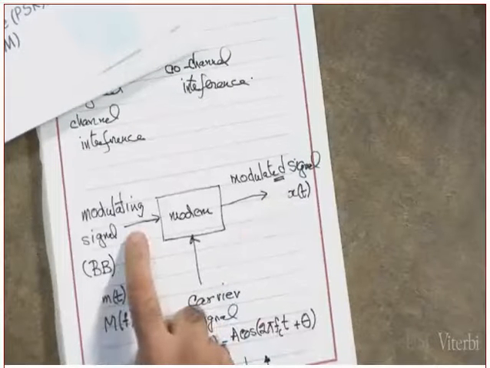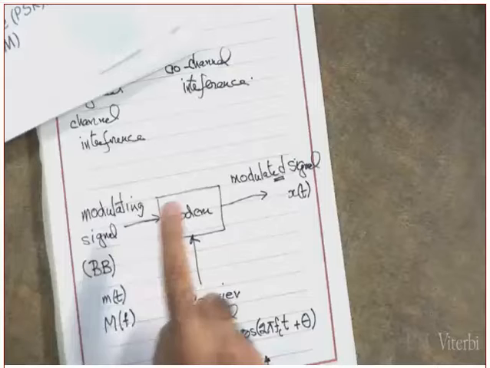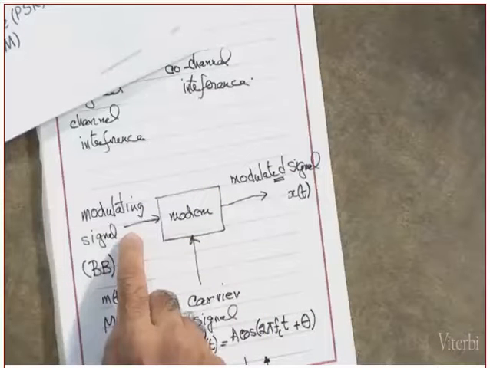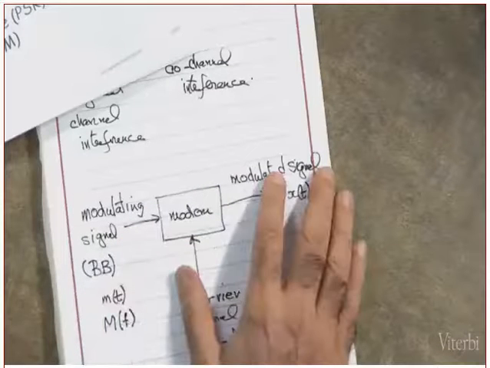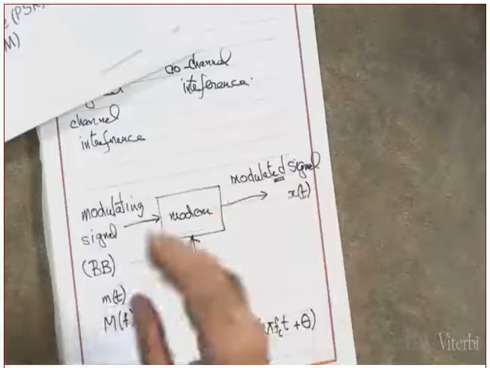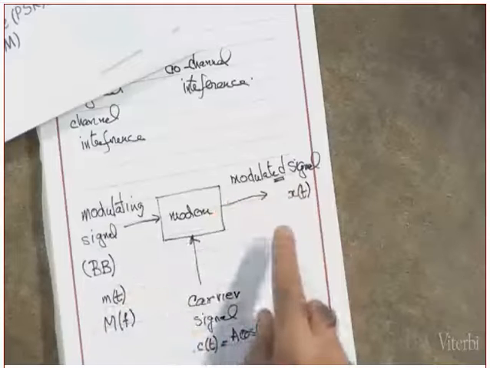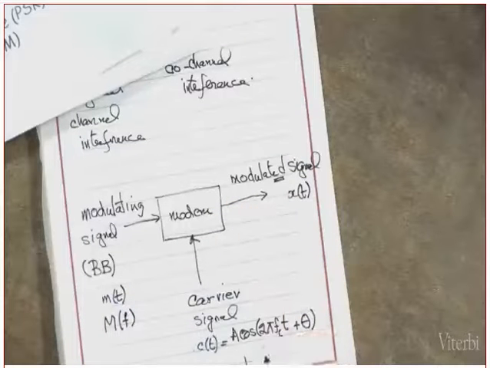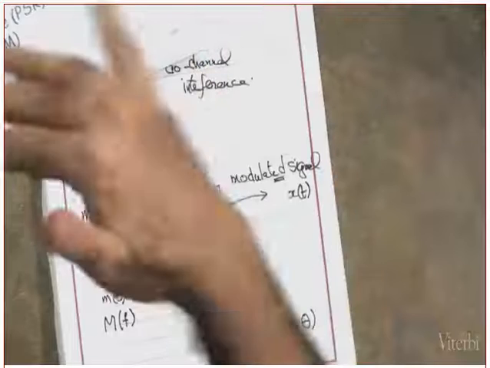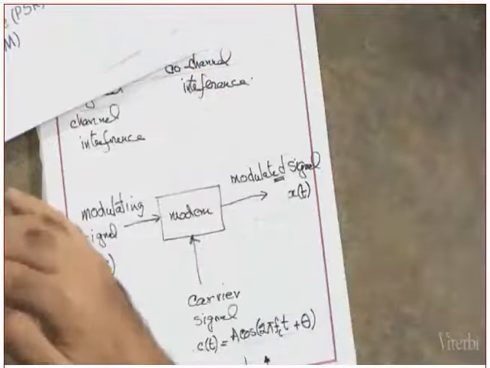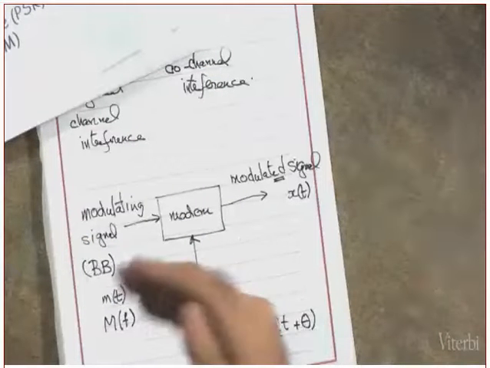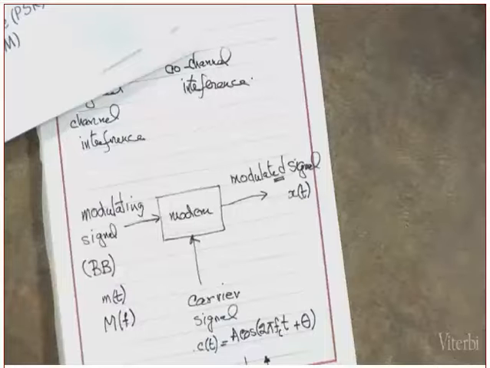Now, the information, could it be analog? I call it analog modulation. Could the information be digital? What do I call this? Digital modulation. But you need to understand one thing. The signal itself, the modulated carrier, is an analog signal carrying digital information, or it is an analog signal carrying analog information.